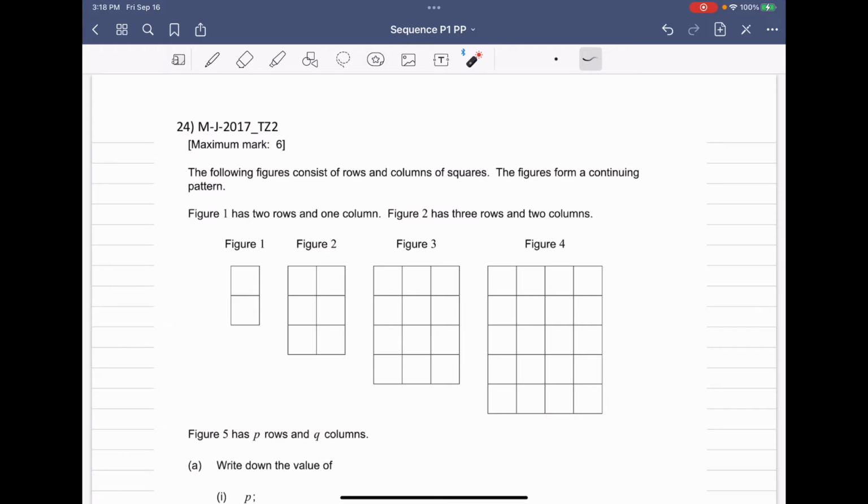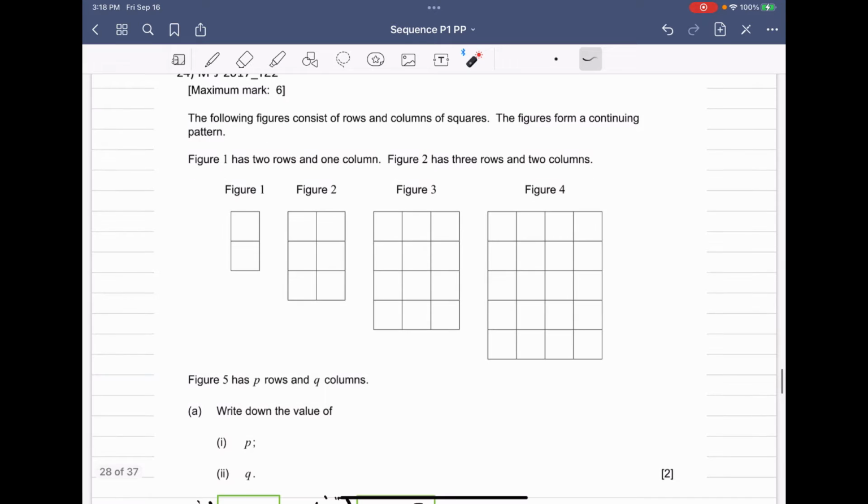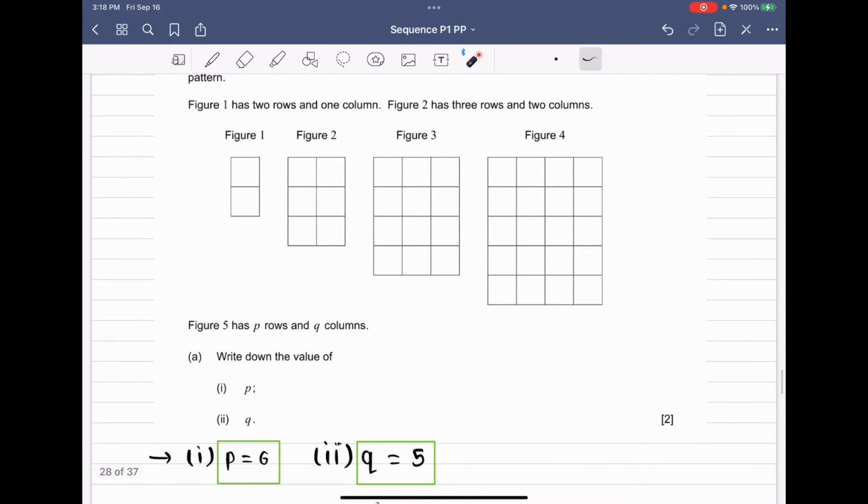Figure 5 has P rows and Q columns. Write down the value of P and Q. So here it is 2, 3, 4, 5. So figure 5 will have P equal to 6, because it is increased by 1. Column is denoted by Q: 1, 2, 3, 4. So figure 5 will have Q equal to 5, which is the column number.